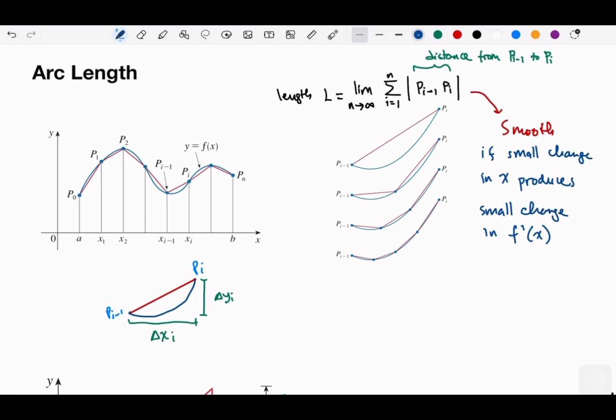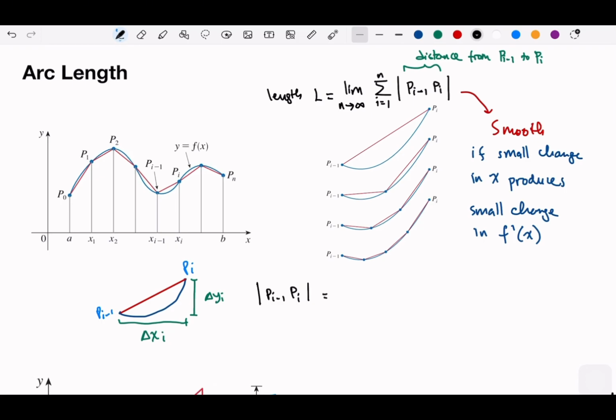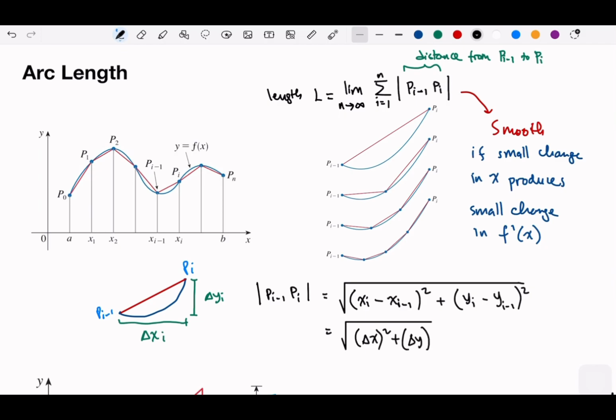Now the distance, okay, if you remember how to calculate this distance, the red one here, is basically by taking the square, right? Pythagorean theorem, right? So we take this equal square root of this square plus this square. So let me write that. So distance from pi minus 1 to pi is equal, let's say this is xi minus xi minus 1 squared plus yi minus yi minus 1 squared. Or simply we say this will be delta x squared plus delta y squared.